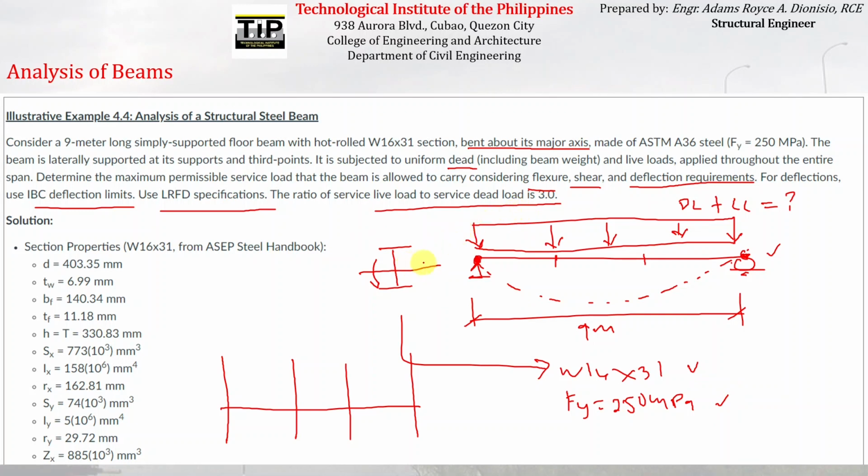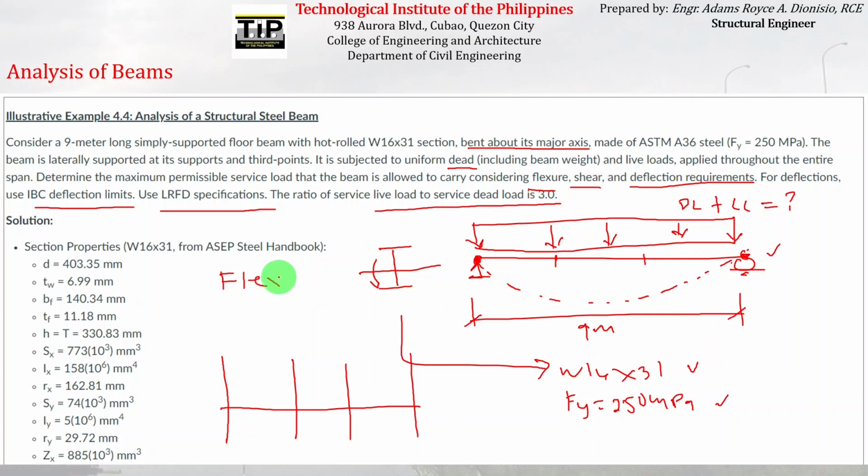Okay, so given those parameters, the question asks, what must be the maximum allowed service load, which is just equal to the sum of dead load and live load, that the beam is allowed to carry, if you consider the limit for the capacity in resisting flexure, shear, as well as the deflection requirements. Okay, so meaning we have to check three cases there.